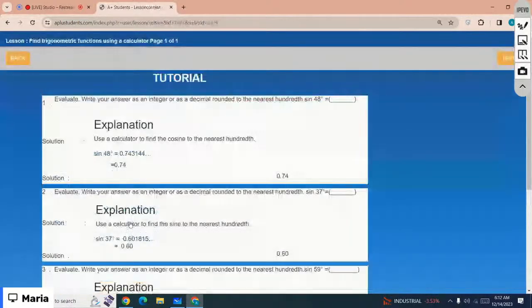Evaluate. Write your answer as an integer or as a decimal to the nearest hundredth. So simply you have to calculate sine 48. Go use your calculator, press the sine button and then 48, right? Let's just start with the test questions.